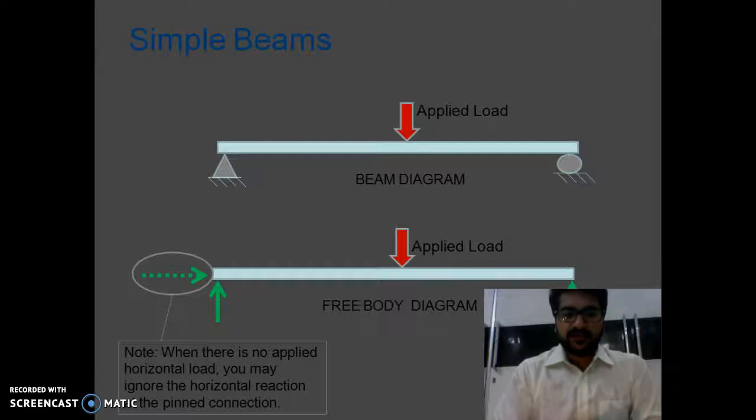The dotted arrow is indicating that there won't be any reaction, because as there is no horizontal load applied on the beam, there won't be any horizontal reaction to it. So there will be only two reactions at both ends, that too in a vertically upward direction, as the applied load is in a downward direction. So this is nothing but a free body diagram which is showing how the applied loads and the resisting forces and moments will be developed.